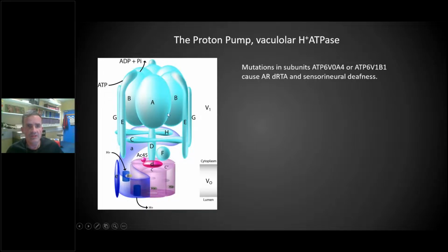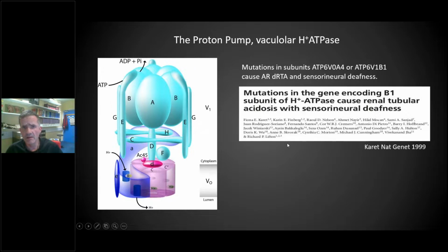Very few mutations of subunits of the proton pump are associated with any human disease at all, presumably because they're ubiquitous and any deleterious mutations are lethal in embryonic form. However, there are two subunits which can cause dRTA because they're kidney specific or almost kidney specific, and that's ATP6V0A4 and V1B1. These cause autosomal recessive dRTA, and because they're also expressed in the inner ear, they cause sensorineural deafness.